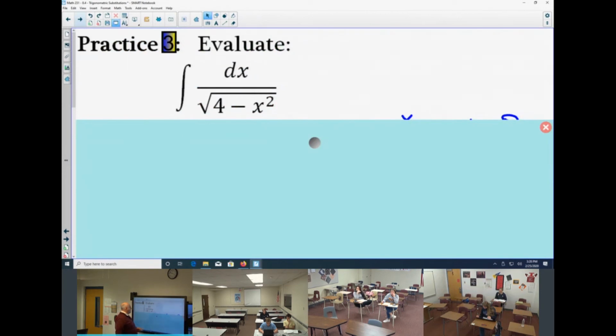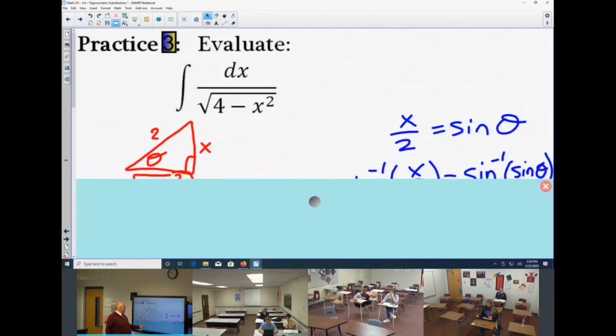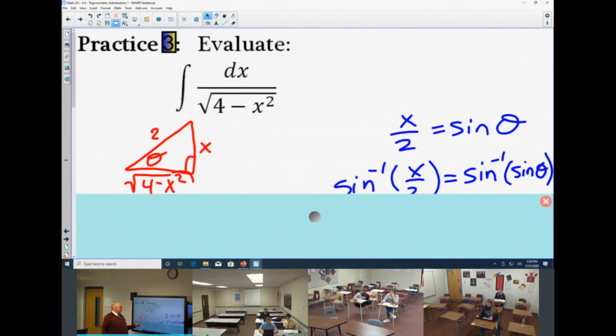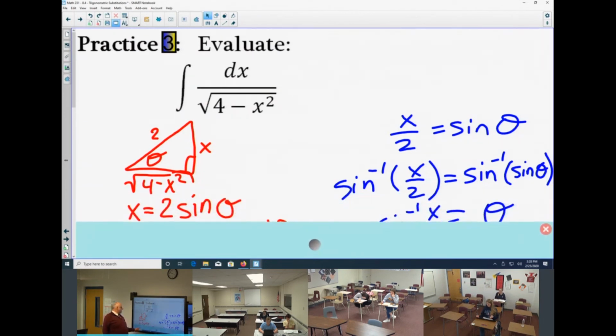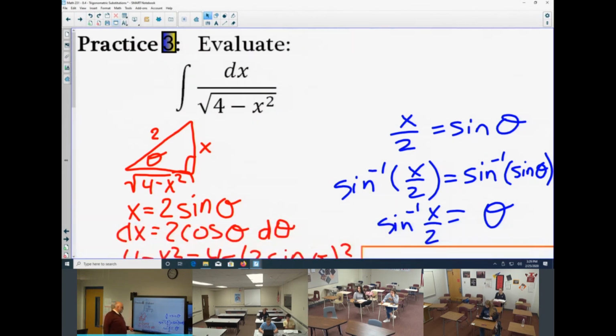All right, so in this case, your A is going to be 2. Okay? And so you draw your triangle like that. And so your substitution is x equals 2 sine theta. So then your dx is 2 cosine theta d theta.